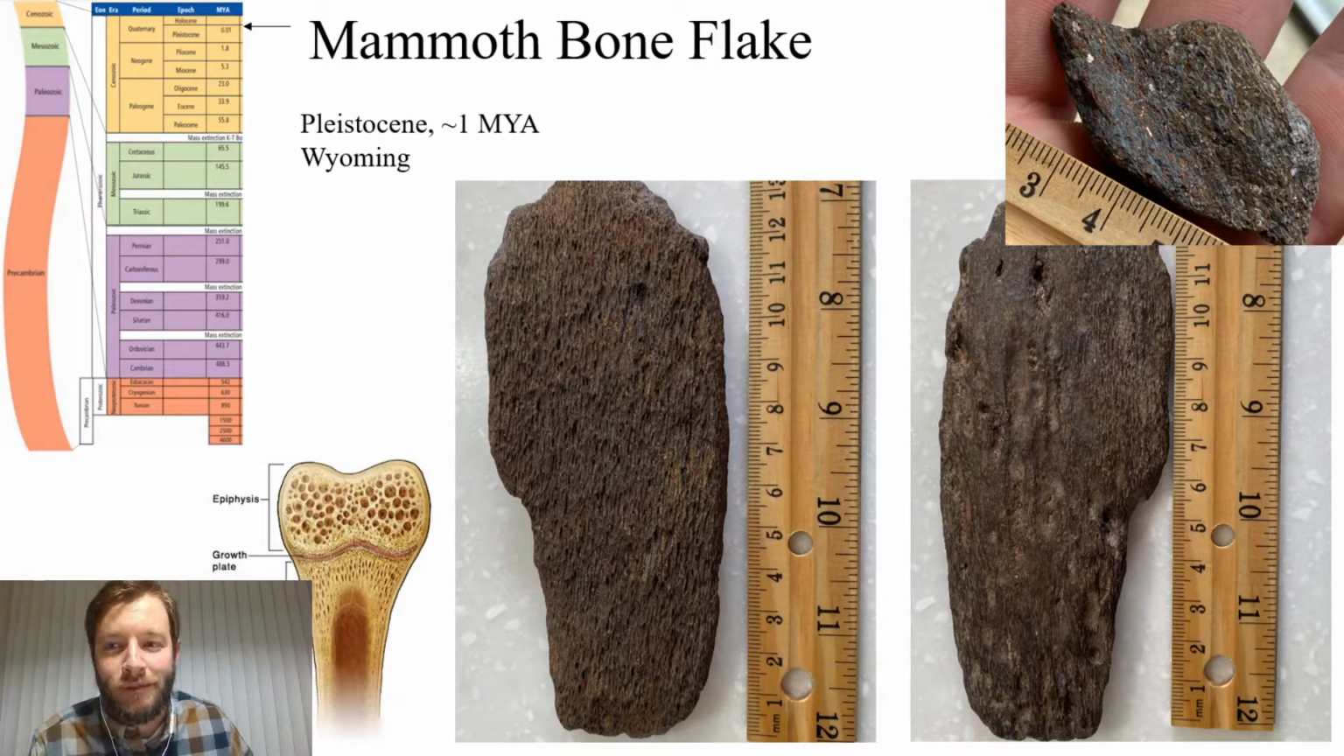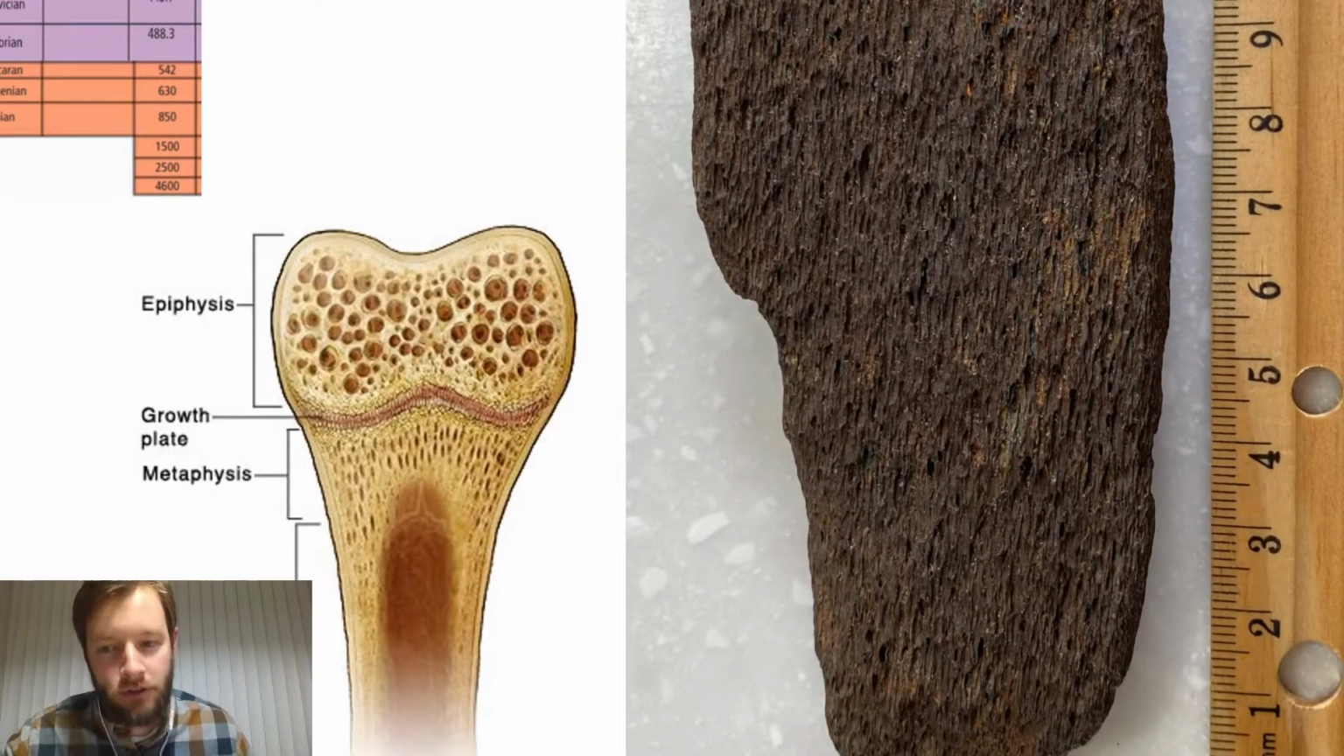So this first example of a fossil is a mammoth bone flake, and this is about 1 million years old. This was dug in Wyoming. It's likely a Columbian mammoth, which is similar to a woolly mammoth. A lot of people, when they look at bone fragments or flakes, say, well, how do you know it's a bone? That looks like a rock.